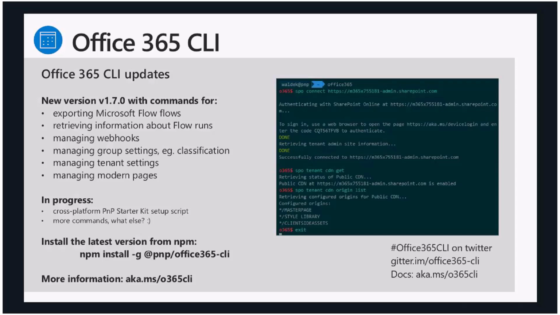npm install -g gets you the Office 365 CLI, and for more information, you can follow the aka.ms/o365cli link down there at the bottom. You can follow Office 365 CLI on Twitter. There's a Gitter channel associated with the CLI, as well as the docs at that link I mentioned before, aka.ms/o365cli. So definitely check this tool out. It's a great cross-platform tool, especially if you can't, for whatever reason, use the PowerShell.